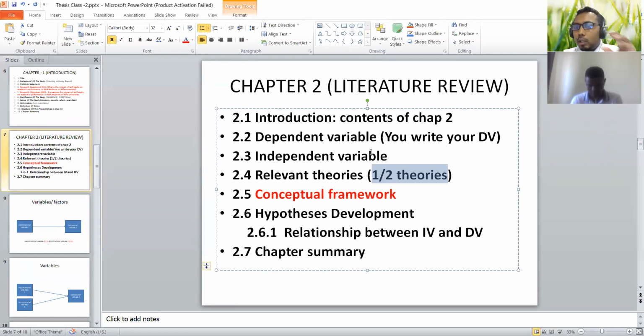You just search on Google for theory about academic performance or theory about education. So you can find a lot of theories there. You choose which theory fits with your study. Then you choose and write down a little bit. It can be one page, okay. If you have 2 theories, you write down 2 pages, okay.